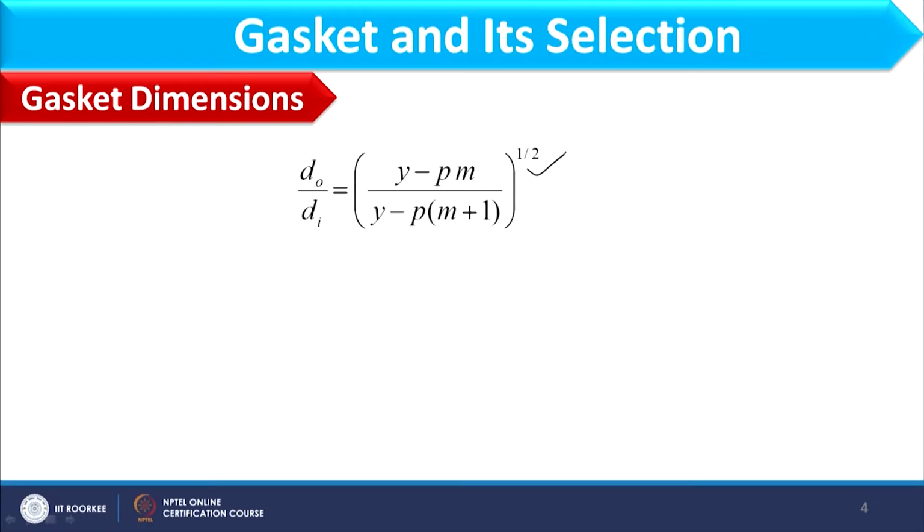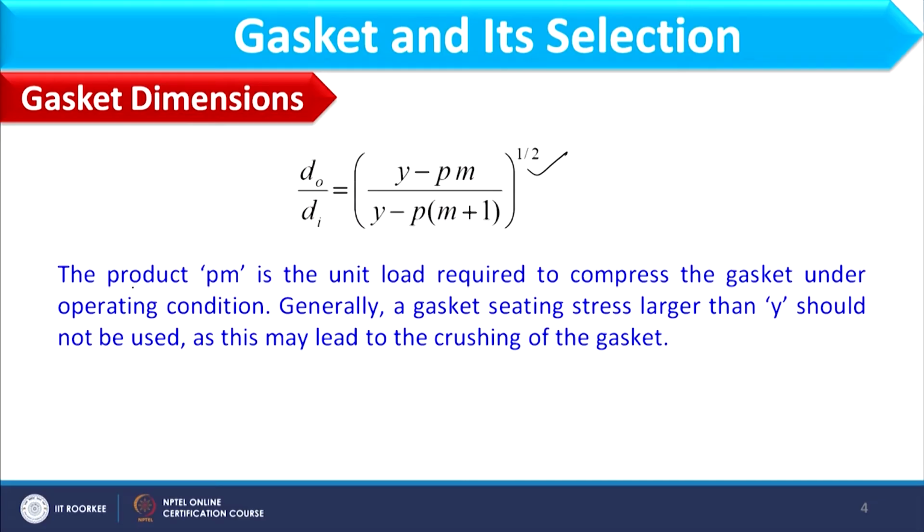After resolving this equation, we have the ratio DO by DI as the square root of (Y minus PM) divided by (Y minus P(M plus 1)). In this way we can decide the ratio of the dimensions of the gasket. If I know one dimension, I can calculate the second dimension using this equation. The product PM is the unit load required to compress the gasket under operating condition.